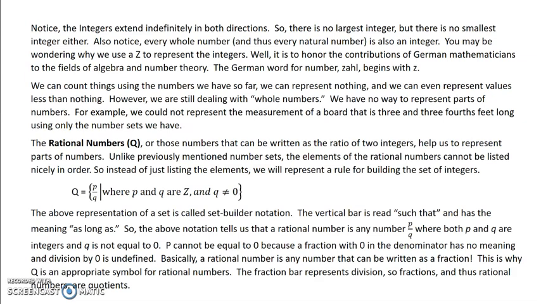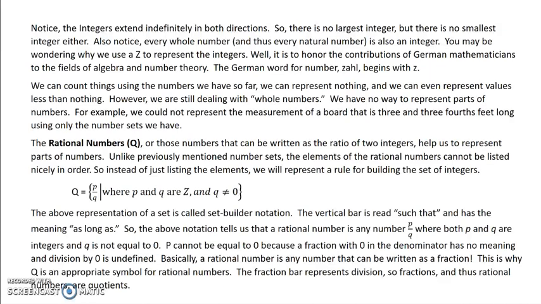So we need to introduce a new set of numbers, and those are the rational numbers. The rational numbers are those numbers that can be written as the ratio of two integers, and they help us to represent parts of numbers. Unlike previously mentioned number sets, the elements of the rational numbers cannot be listed nicely in order. So we can't really list the rational numbers in the roster method because they don't fall in a nice order.